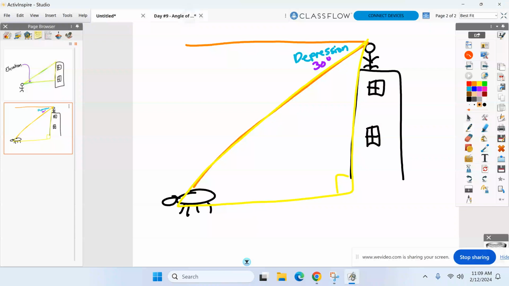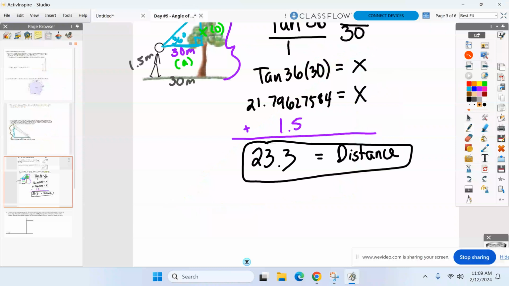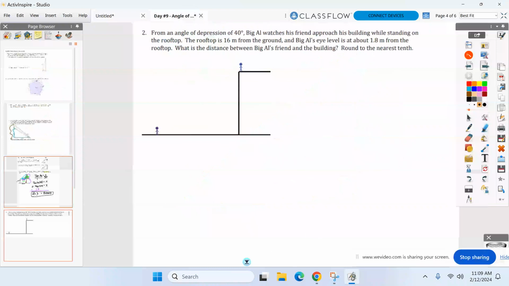So let's go to our boy. Here it is, Big Al. He's on top of the building, his building. And he's watching his friend approach the building. That's a little creepy, but whatever, we'll roll with it, right? His angle of depression is 40. So he's on top, ready? Looking down.